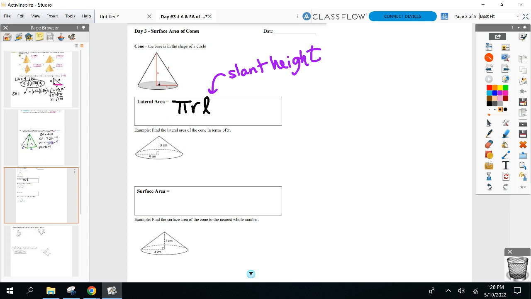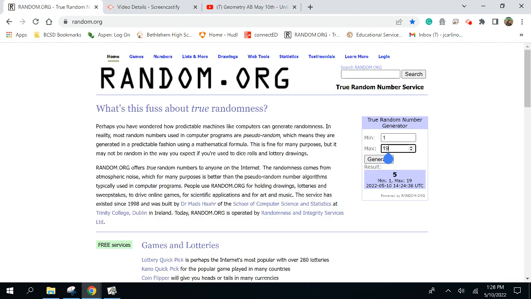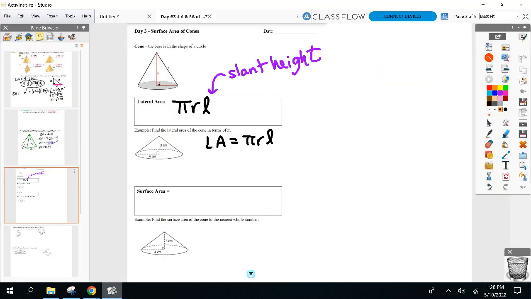Real quick example. Let's leave our answer in terms of pi here. Pi r L. Here we go. Got a couple questions for some lucky person here. Let's go to number 4. Radius is 3. Am I going to plug in 3 for my slant height? No, that's the height. What can I use, just like I did yesterday, to find slant height?